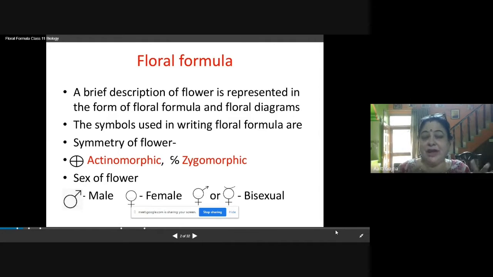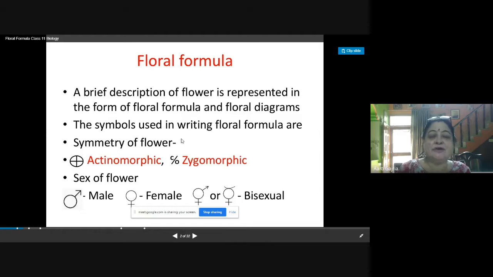When we are writing the formula, we should know the symbols. Like in chemistry you write sodium as Na, aluminium as Al. These are the symbols. We should know the symbols, then only we can write the chemical formula. Similarly, the floral formula can also be written when we know the symbols. So let's learn about the symbols.